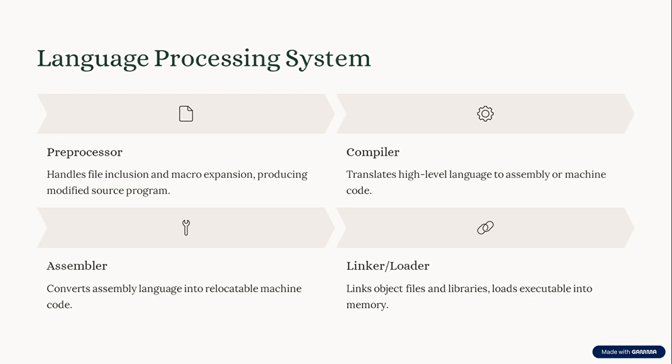A language processing system. A language processing system consists of four main parts: the preprocessor, the compiler, the assembler, and the linker or the loader. The preprocessor handles file inclusion and macro expansion, producing a modified source program, whereas the compiler translates the high-level language into assembly code. The assembler converts the assembly code into relocatable machine code, and the linker or the loader takes the object file and the libraries and loads the executable into memory.